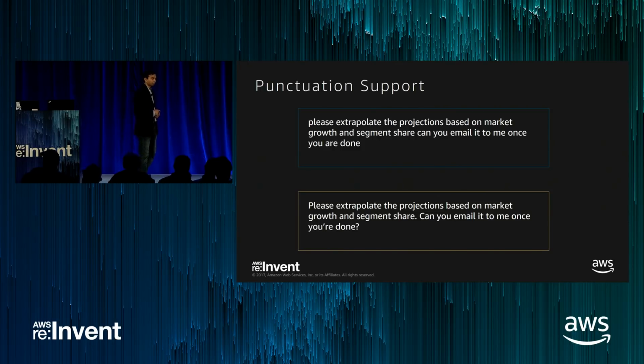Punctuation support. Many of you might have tried out a lot of different tools out there, and the output from them is usually a big blurb of text. So if you take a read: please extrapolate the projections based on market growth and segment share. Can you email it to me once you're done, right? Really hard to, first of all, read and then to understand what they mean.